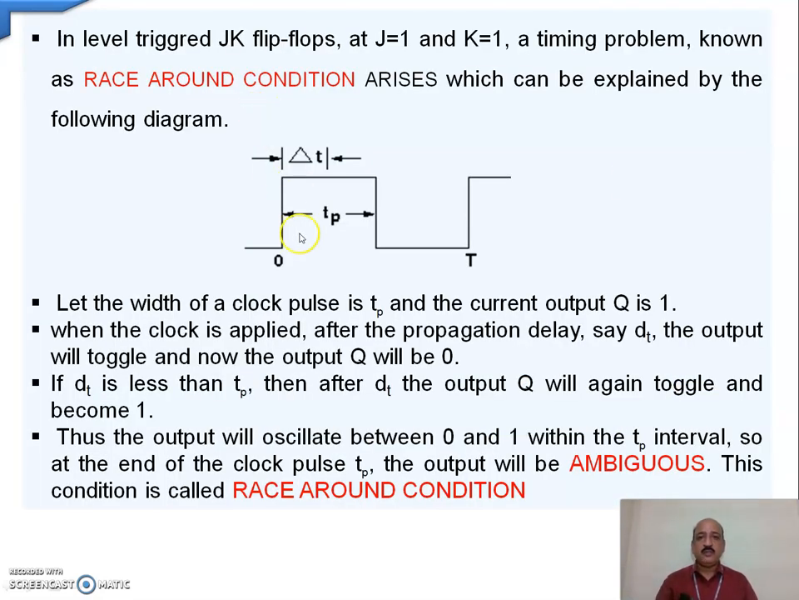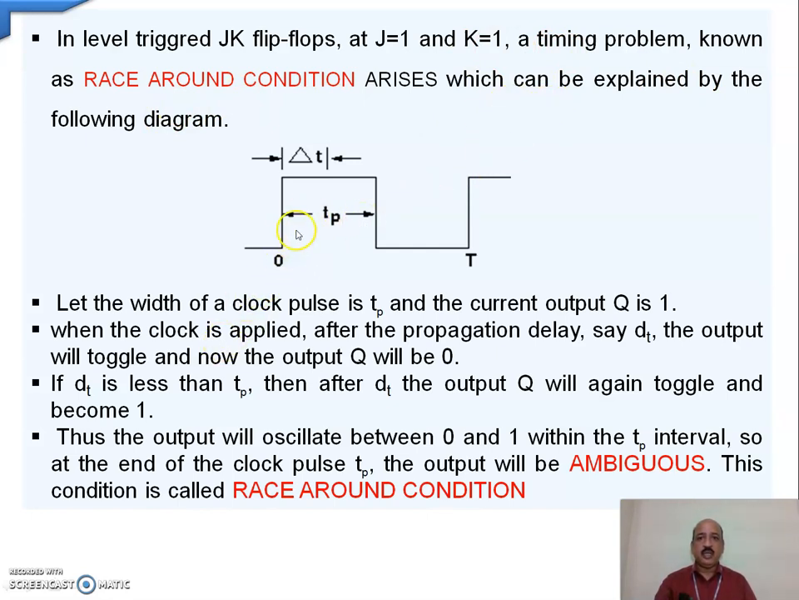If you want to see the form of a clock pulse, that is the positive edge triggered clock pulse, Tp is nothing but the time of the clock pulse, the width of the clock pulse. So J is equal to 1, K is equal to 1. A timing problem known as the race around condition arises, which can be explained by the following diagram.